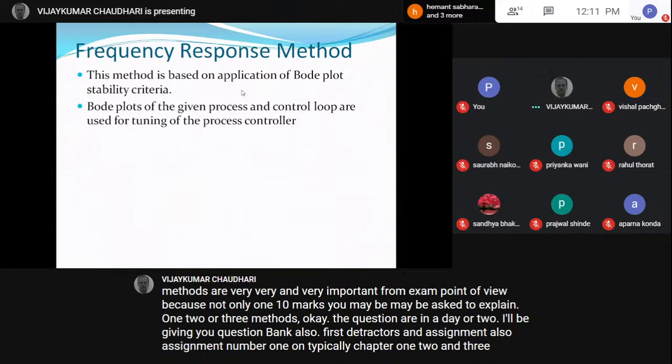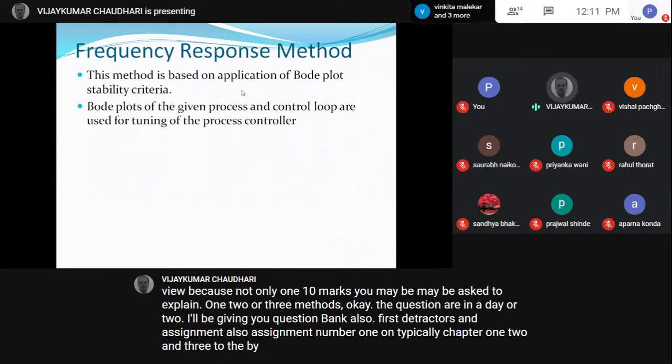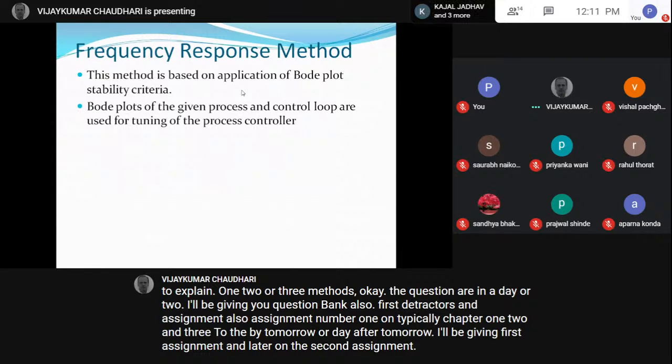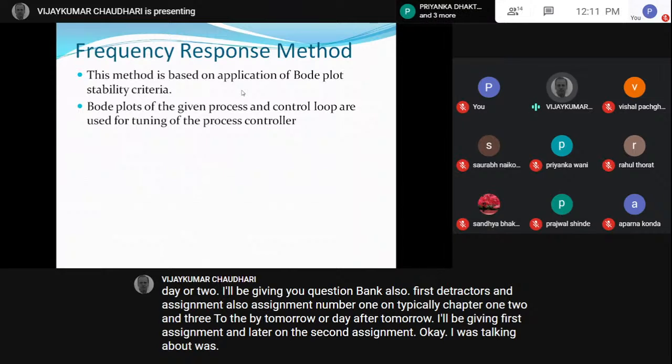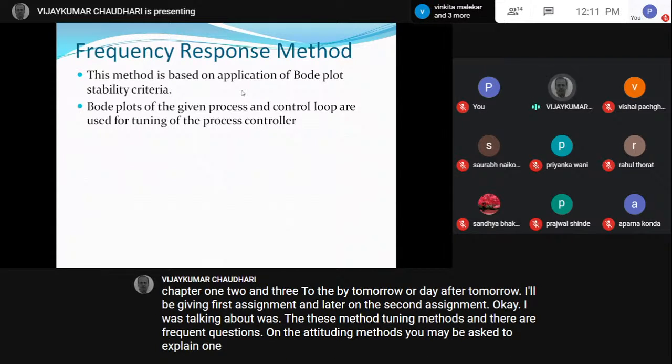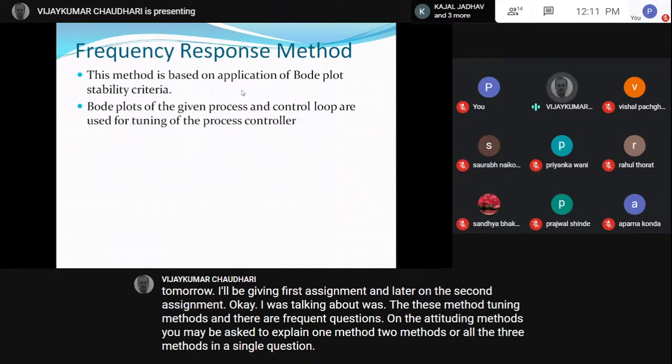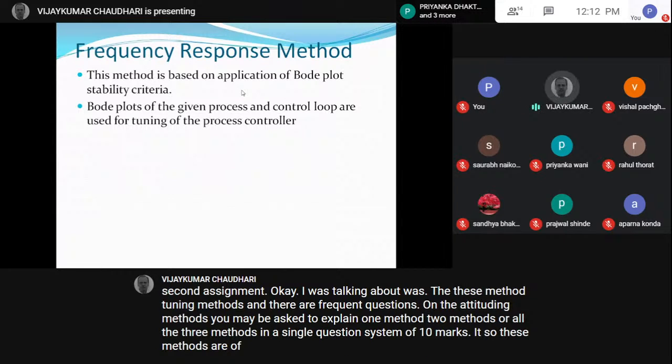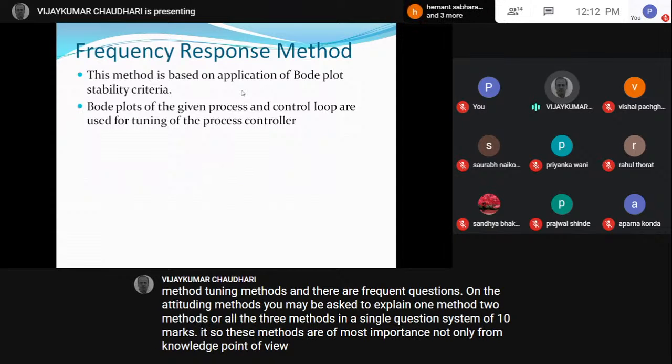By tomorrow or day after tomorrow, I'll be giving the first assignment and later the second assignment. So what I was talking about was these tuning methods, and there are frequent questions on PID tuning methods. You may be asked to explain one method, two methods, or all the three methods in a single question consisting of 10 marks. So these methods are of utmost importance, not only from the knowledge point of view, but also from the exam point of view.